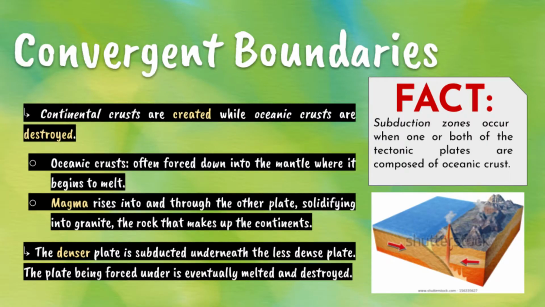At convergent boundaries, continental crusts are created while oceanic crusts are destroyed. This is because oceanic crusts are often forced down into the mantle where they begin to melt. Magma rises into and through the other plate, solidifying into granite, the rock that makes up the continents. When one or both of the tectonic plates are composed of oceanic crust, subduction zones occur. The denser plate is subducted underneath the less dense plate. The plate being forced under is eventually melted and destroyed.